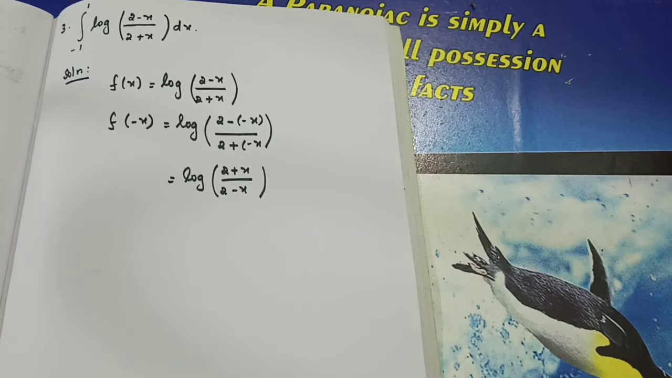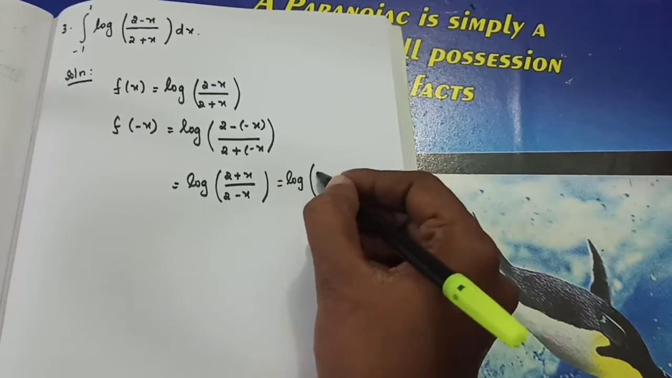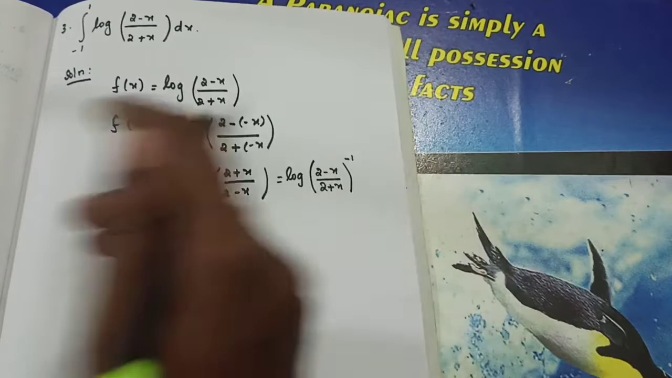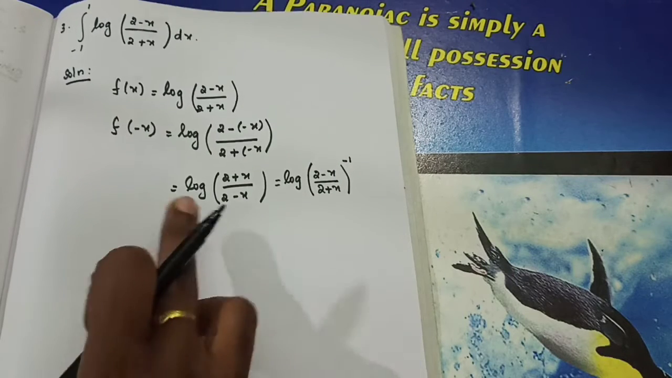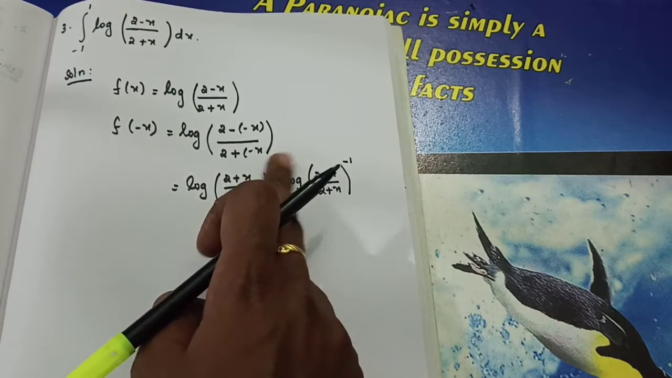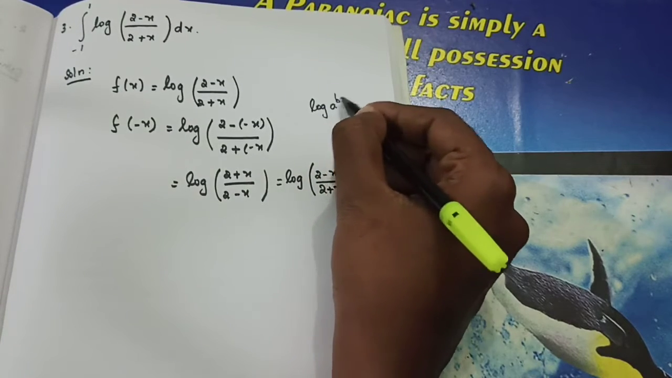So this one we can change to its reciprocal, using the formula for log of a power b, which is b log a. Before that you need to change this. I am writing the numerator as the denominator and the denominator as the numerator: log of (2 minus x) divided by (2 plus x). When you write it like that, you need to raise the power to minus 1. Why? Here the power is 1, so when you change it like that, the power will become minus 1. So you know the formula: log of a power b is equal to b log a.